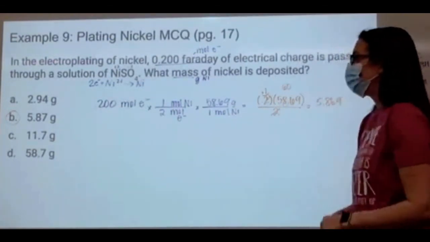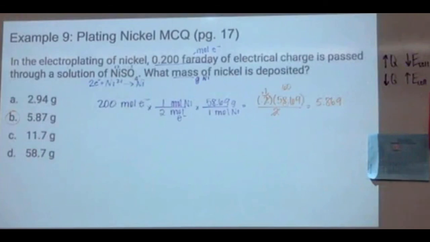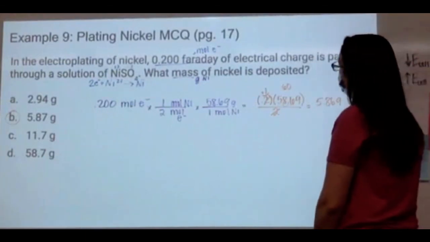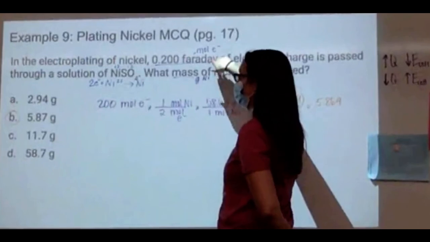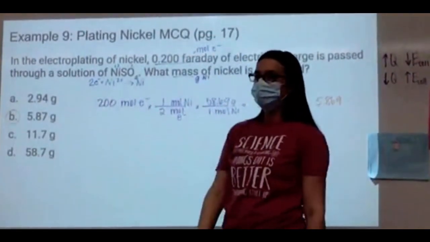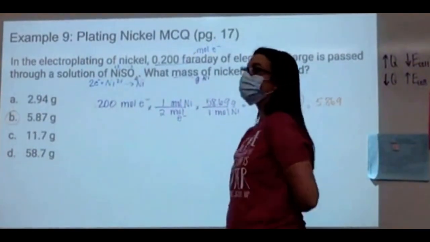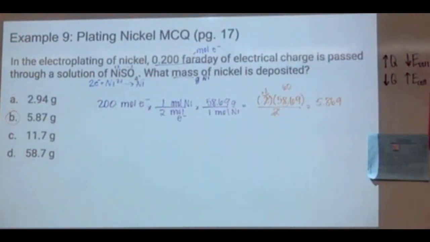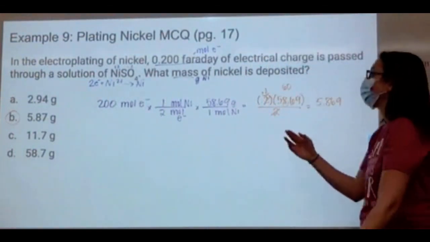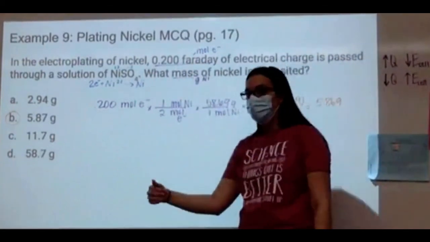Any questions on any of the examples that we looked at? I'm still confused on how you got the moles of electrons in the Faraday. Faraday is another word for moles of electrons. So Faraday's constant is a separate constant? When you just have 1 Faraday, that's 1 mole of electrons.